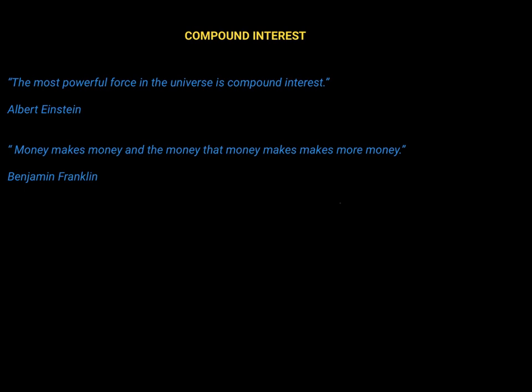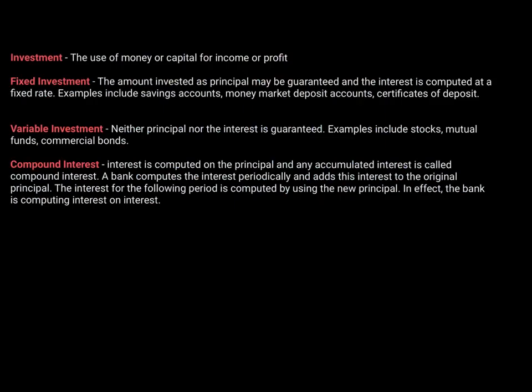Let's start with some important terms. Investment: this is the use of money or capital for income or profit. A fixed investment: the amount invested as principal may be guaranteed. And let's pause right there. When we say the principal is guaranteed, that means you're going to get the principal back. It's guaranteed. And the interest is computed at a fixed rate.